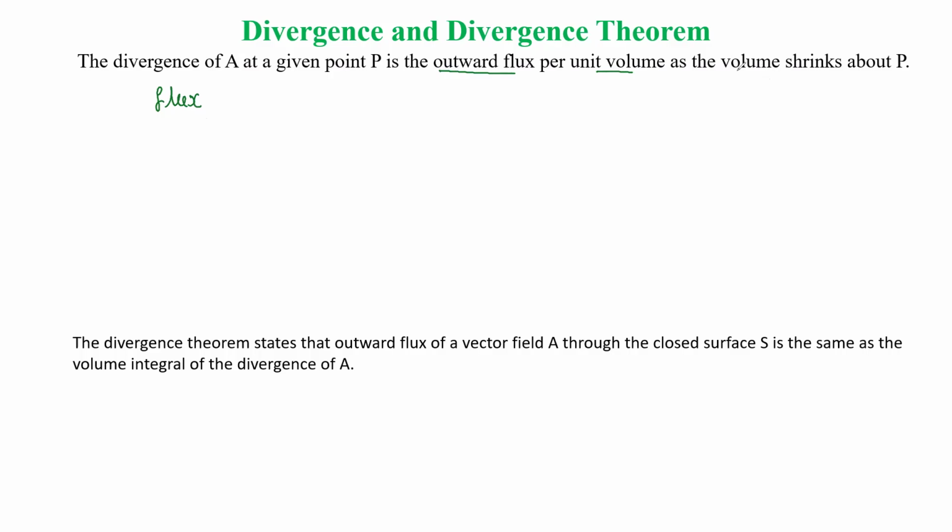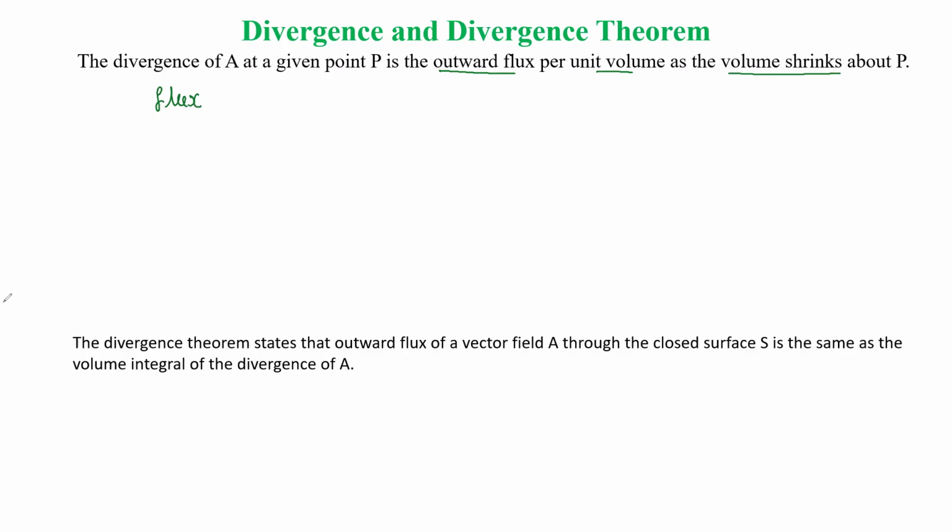Another consideration is that when the volume shrinks about P, at a particular point P, the volume is going to slowly decrease. It is not zero, but it is going to decrease. That is called the divergence.